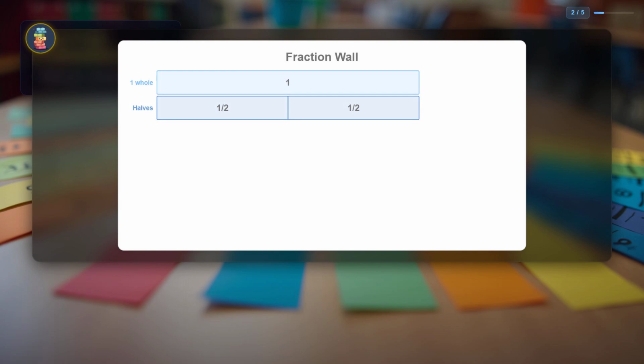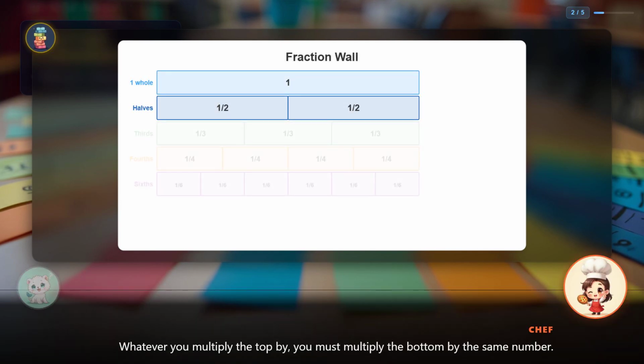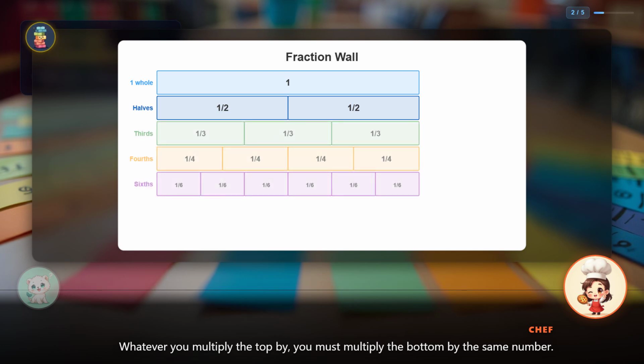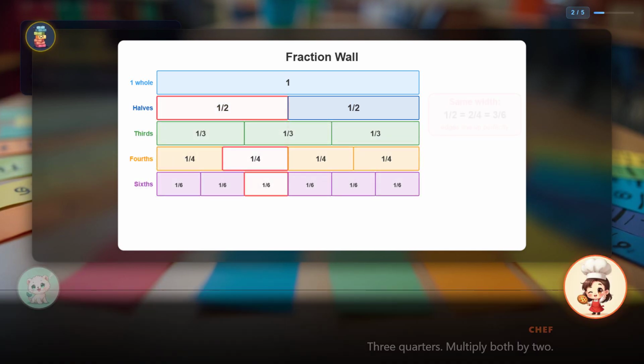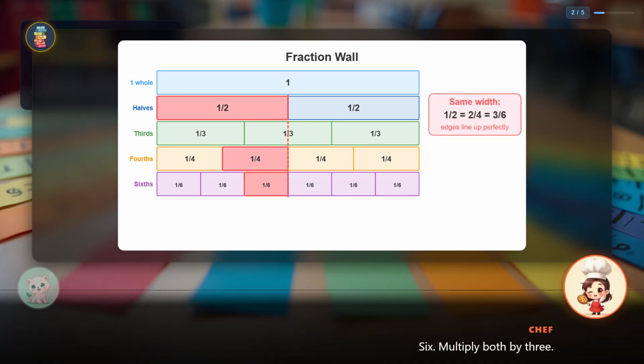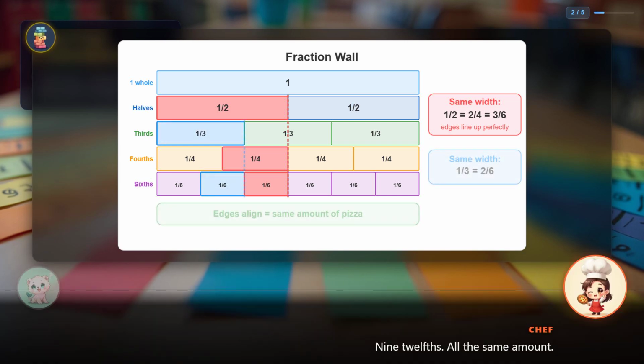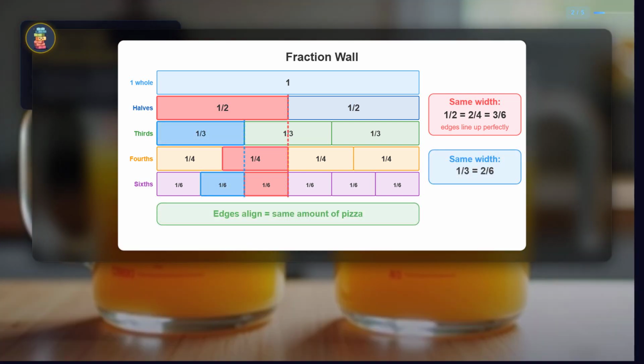The rule is simple. Whatever you multiply the top by, you must multiply the bottom by the same number. 3 quarters. Multiply both by 2. 6 eighths. Multiply both by 3. 9/12. All the same amount.